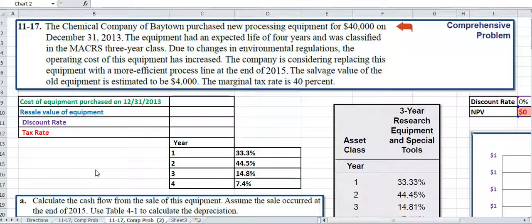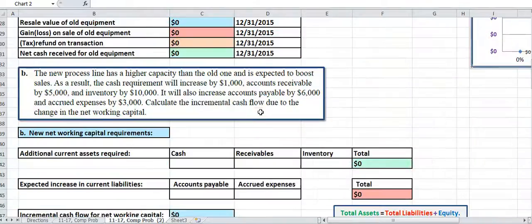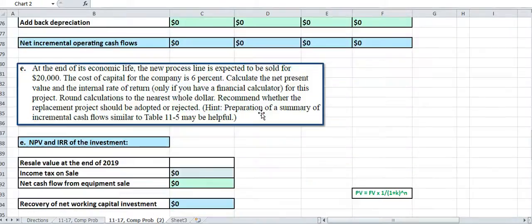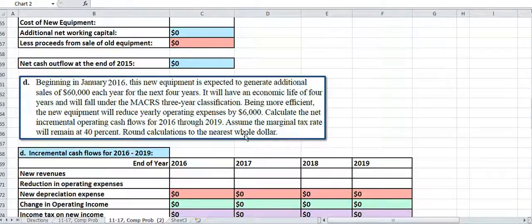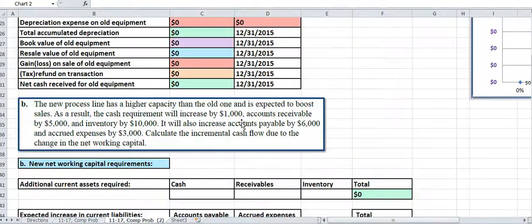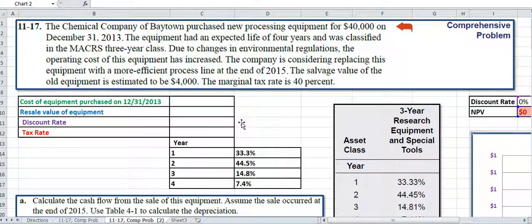In this video, we're looking at the one comprehensive problem you need to do for chapter 17. This pretty much encompasses everything you need to know for the whole chapter. Now, this looks like a really long problem if I scroll down through it, but you really don't have to put in a whole lot. You don't have to do a whole lot in terms of what you need to actually do to this spreadsheet.